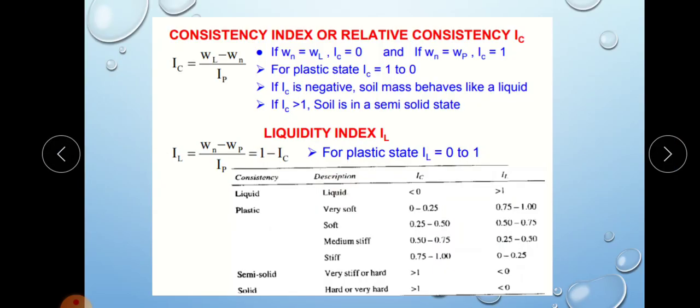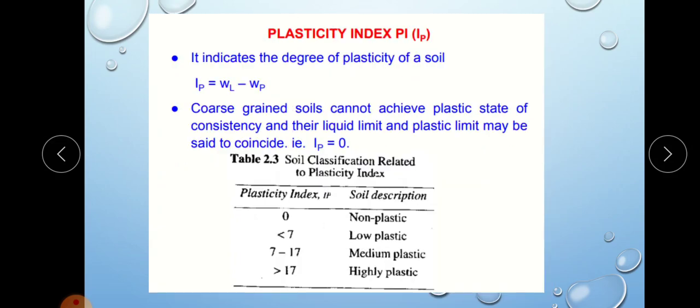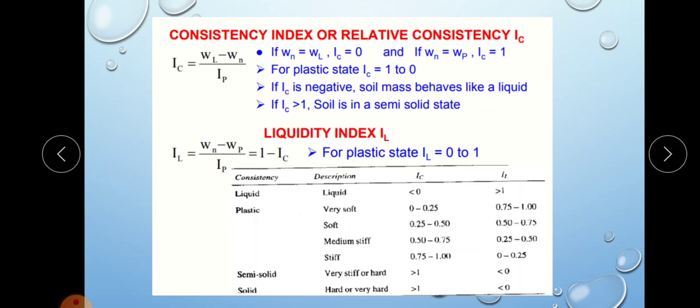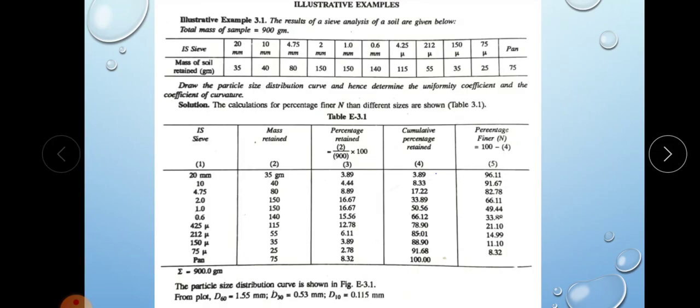And this table shows the consistency description, the consistency index and the liquidity index. If the consistency index is less than 0, the soil will be liquid, and in that case the liquidity index will be greater than 1. So this is about the consistency index and liquidity index, and you should learn these two equations by heart. This is very important, and so is the plasticity index. These are some definitions under Atterberg limits. Thank you.